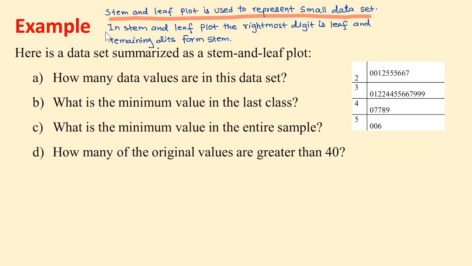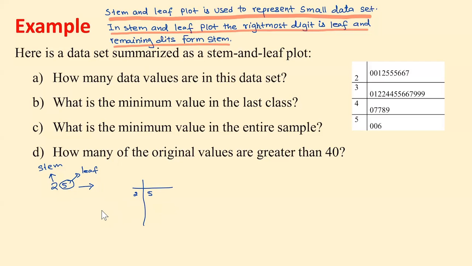That is the first thing. In the stem and leaf plot, the rightmost digit is the leaf and the remaining digits form the stem. Let me explain that here. For example, if we have the number 25, then the rightmost digit is the leaf, and the remaining digit is the stem. The way we write that is, we write the leaf here and the stem here. So for 25, we write it like that.